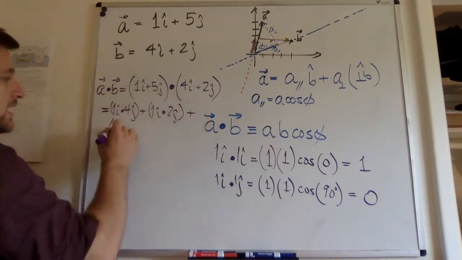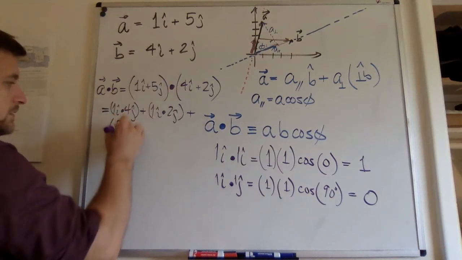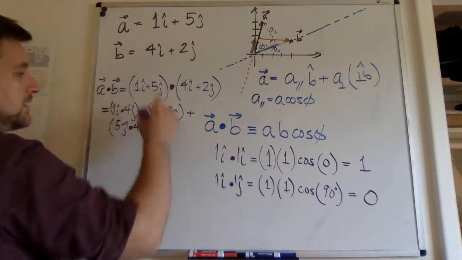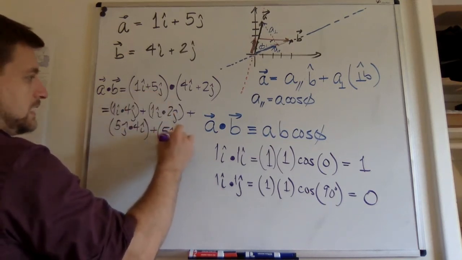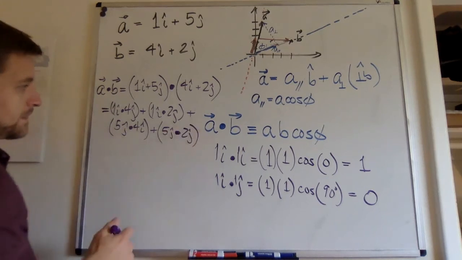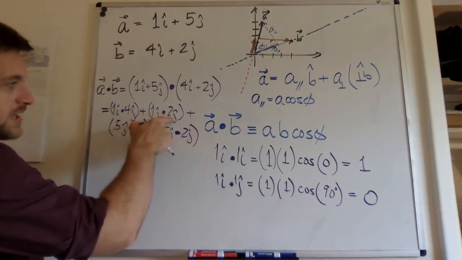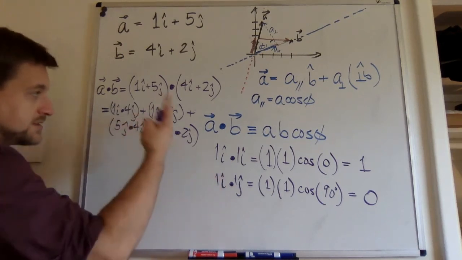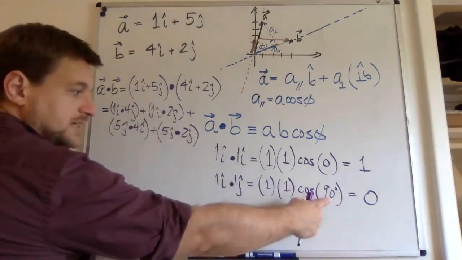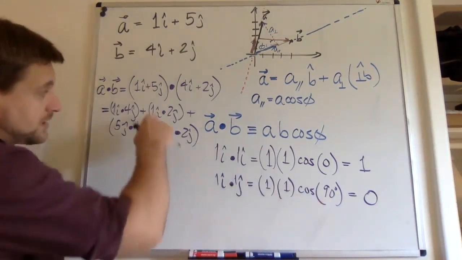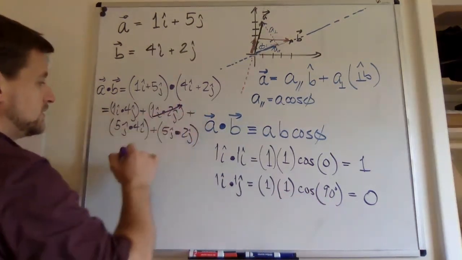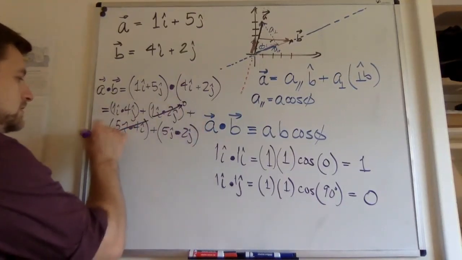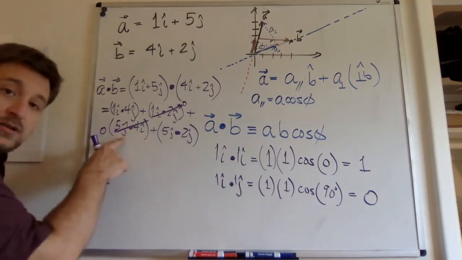Plus 5j dot 4i plus 5j dot 2j. Now, i dot j, that's 0. The angle between them is 90 degrees. So even though the product is 2, we still get the cosine of 90. That term disappears. This term disappears. They both go to 0 because we're doing the dot product of perpendicular components.